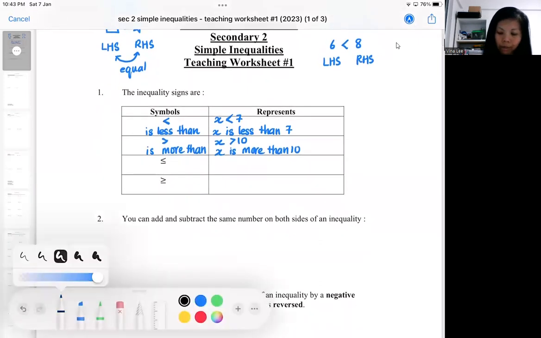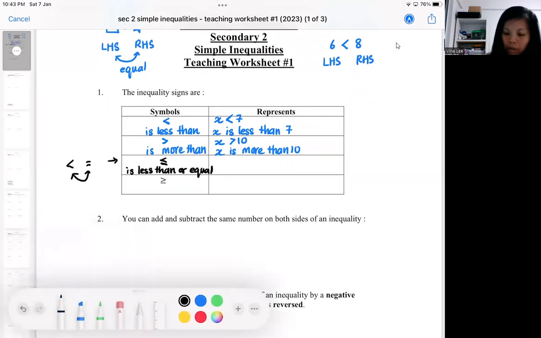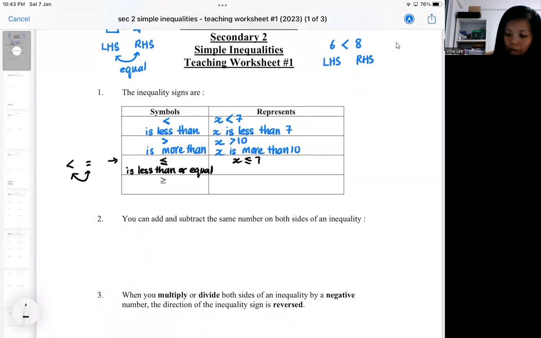Here comes the new symbol. Less than or equal is a combination of less than and equal. We combine these two into a single symbol, which represents is less than or equal. If I use it in this way, x is less than or equal to 7.